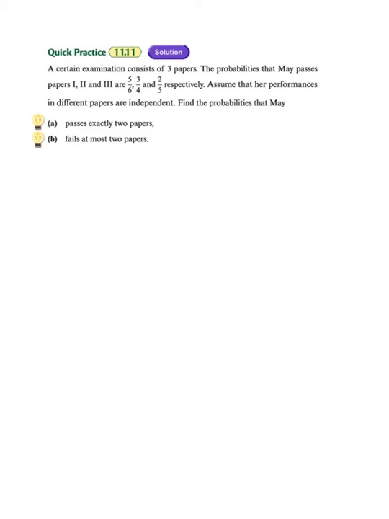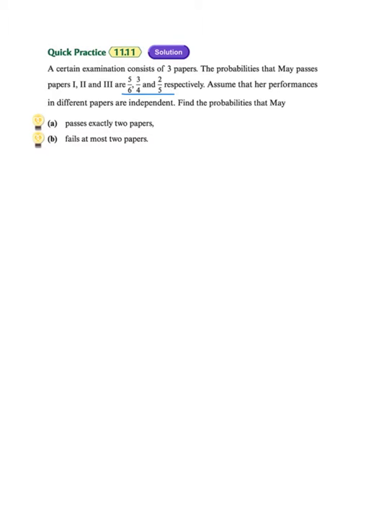Okay, QP11. A certain examination consists of 3 papers. I'm not sure whether you have a subject having 3 papers. For math we have 2 papers, and for English maybe you have 4 papers. I forgot. Anyway, just imagine there is a subject having 3 papers. The probabilities that she may pass paper 1, 2, 3 are 5/6, 3/4, and 2/5 respectively.